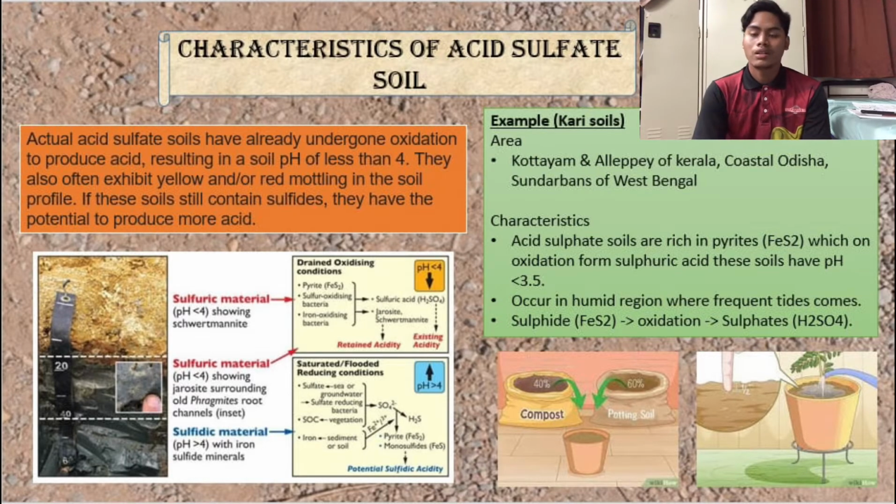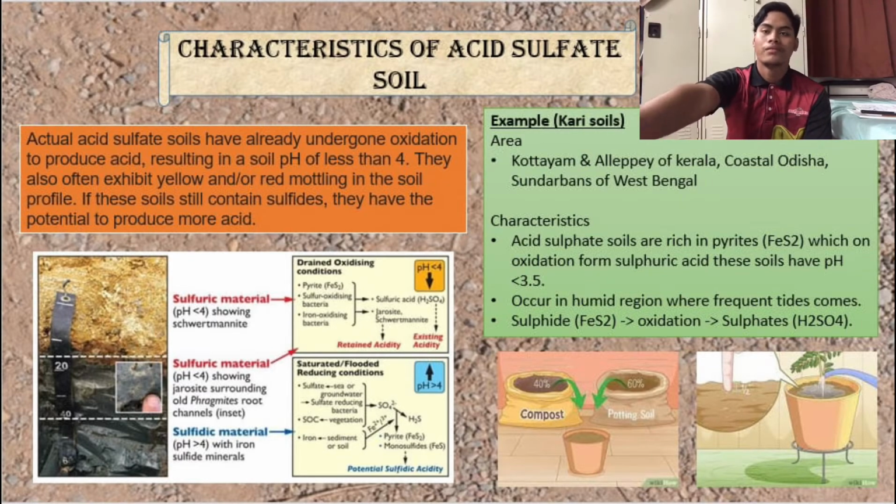West Bengal. A characteristic of the acid sulfate soil is that it is rich in pyrite, FeS2, which on oxidation forms sulfuric acid. These soils have a pH below 3.5. They occur in humid regions where frequent tides come; sulfide FeS2 undergoes oxidation to give H2SO4. This is an example picture of the sulfuric acid material. Next, I will give to my friend.